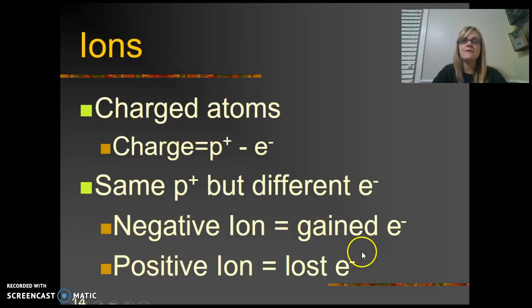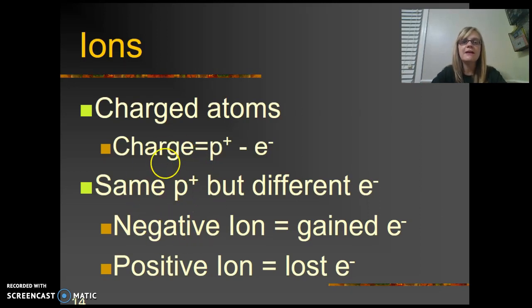Then we have that fancy word called an ion. An ion is a charged atom. In other words, our equation is protons minus electrons. We're going to look at the 2 charged particles inside the atom. So, again, protons don't change. Protons have to stay the same. If I'm working with one element, I can never ever adjust protons. I can only adjust electrons to change the element's charge.